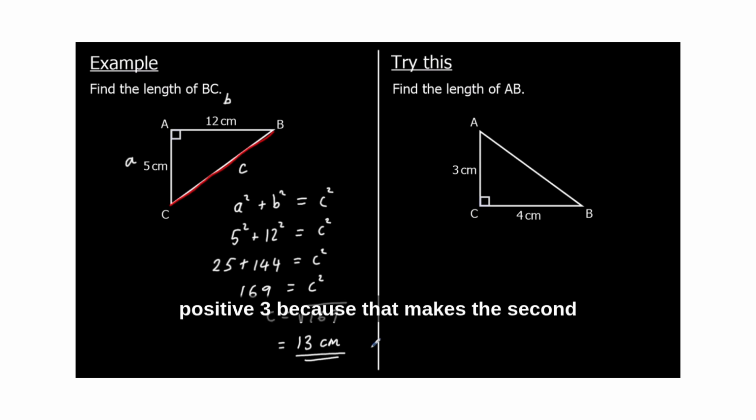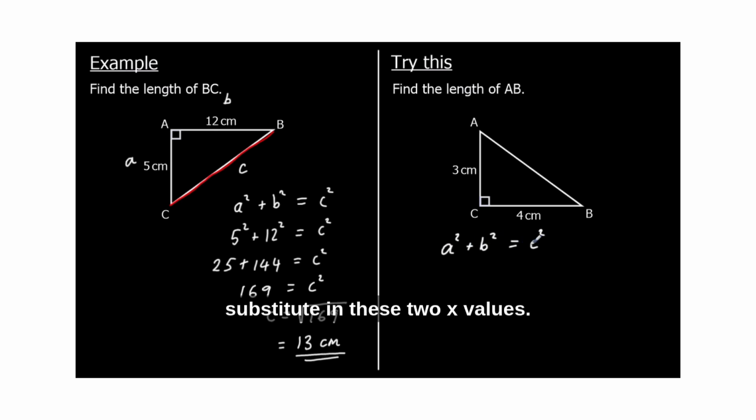Okay, a question for you to try here. So find the length of AB, give it a go. So again, we're finding the longest side in a right angled triangle. So we're finding the hypotenuse, the longest side, and we know it's a right angled triangle, so we can use Pythagoras. A squared plus b squared must be equal to c squared. The two shorter sides are a and b, and the longest side is c. The longest side is the one opposite the right angle.